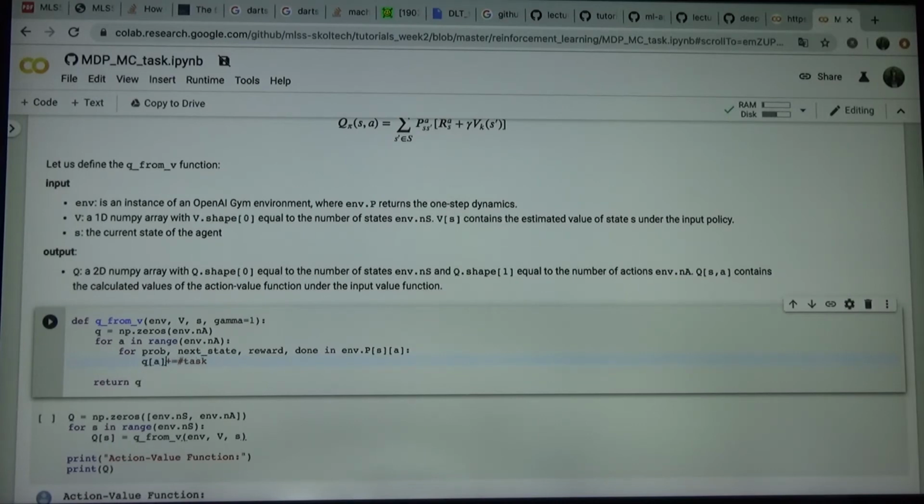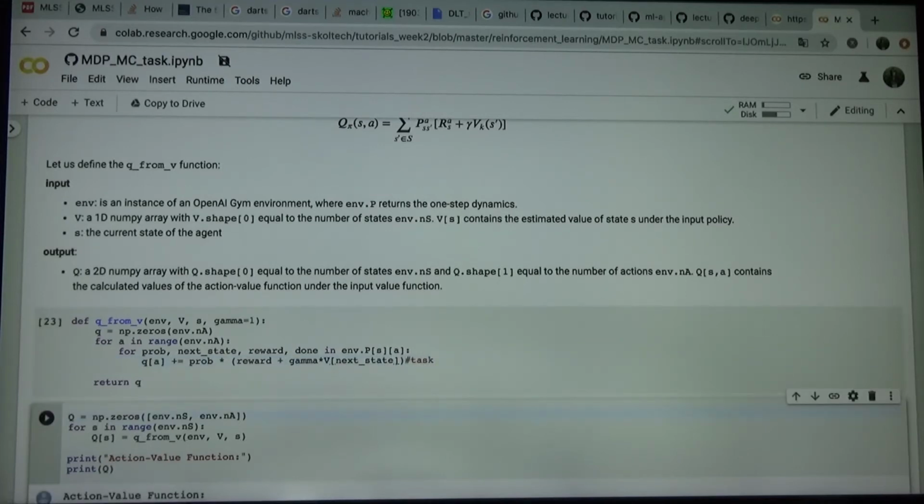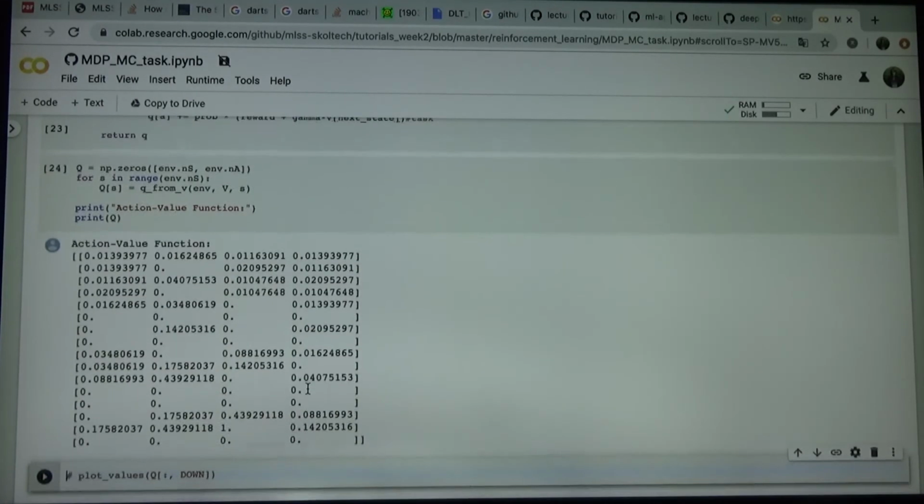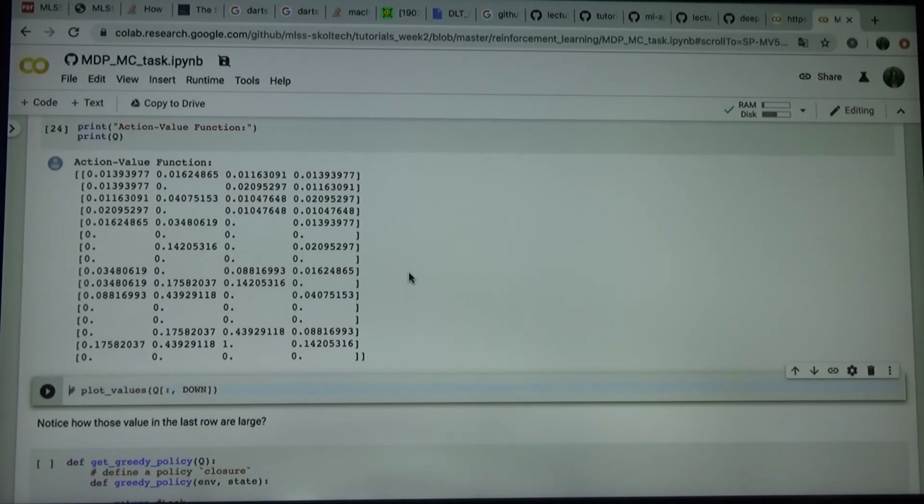It's a sum of probability times reward, plus gamma times V in the next state. Okay, let's try to run it. And let's see what we got. Okay, I think not bad, at least I hope so.